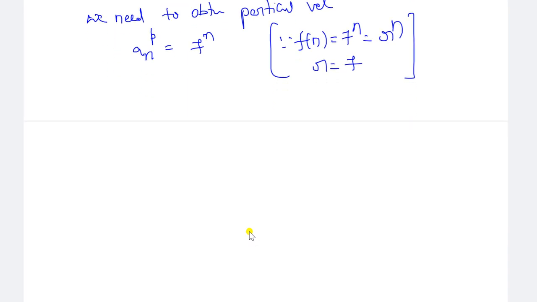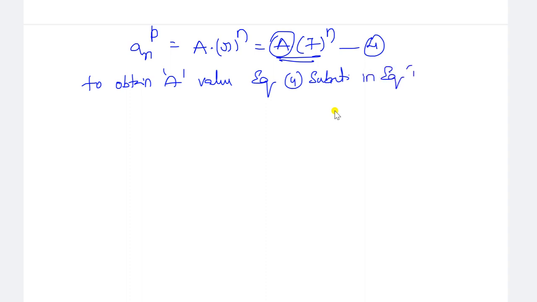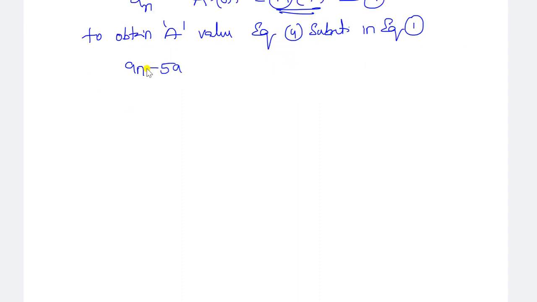See here, what is the general solution for this? The general solution could be aₙ^(p) = a·rⁿ. That means a·7ⁿ. This is a solution. Next, take this one as equation 4. Now, here we need to obtain the a value. To find the a value, substitute equation 4 in equation 1. So, what is our equation 1? That is aₙ − 5aₙ₋₁ + 6aₙ₋₂ = 7ⁿ. This is our first equation.